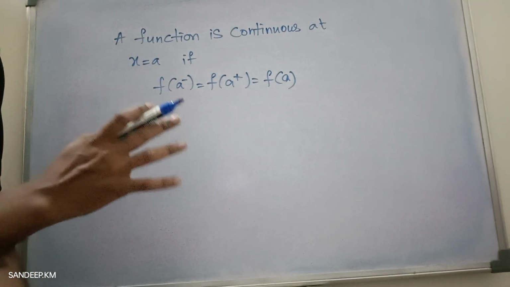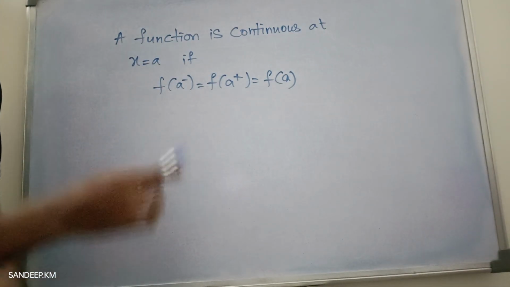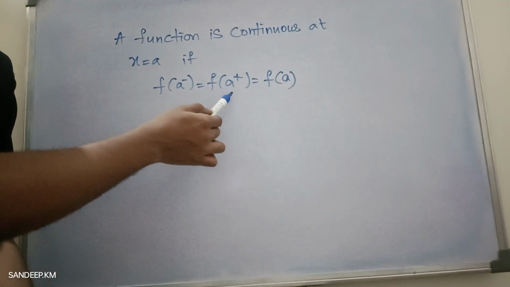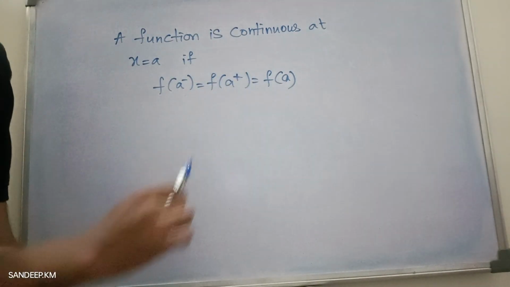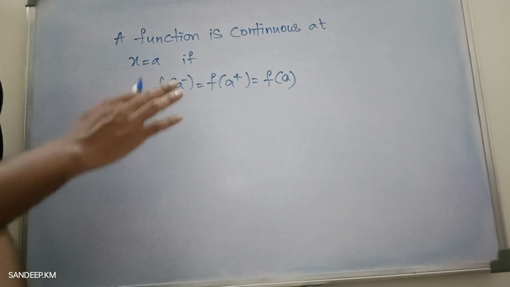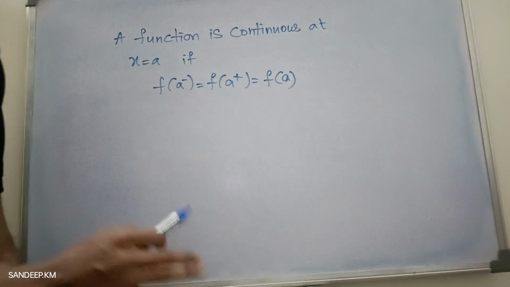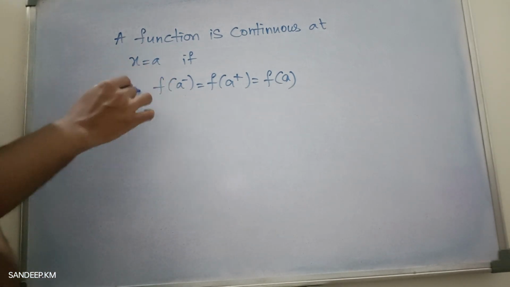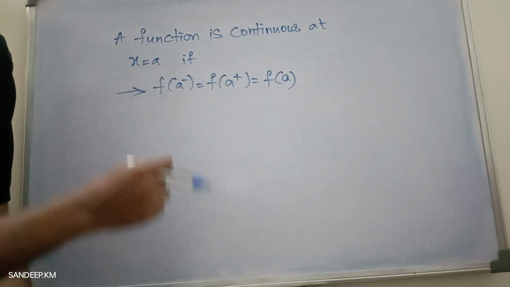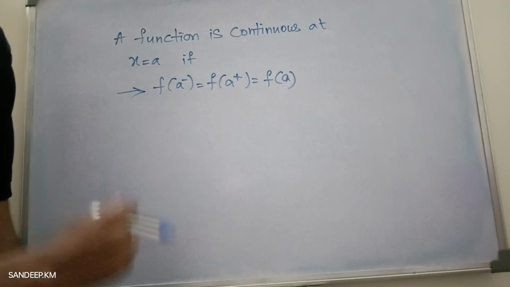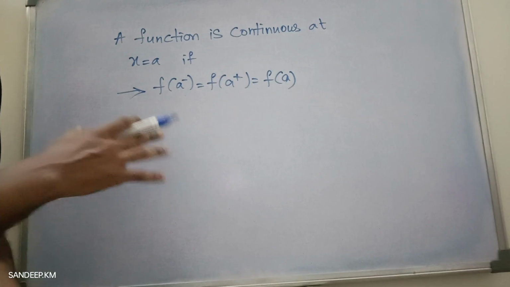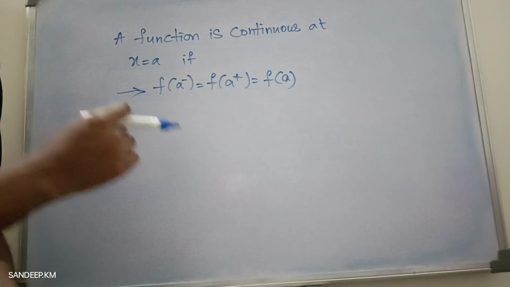A function is continuous at a given point x is equal to a if the left hand limit at x is equal to a is the same as the right hand limit at x is equal to a, and which is also the same as the value of the function f of a. If this condition is satisfied, then we can say that the function is continuous at x is equal to a, and we have learned this already. And if this condition is not satisfied, then we say that the function has discontinuity at x is equal to a. Now in how many different ways will this condition not be satisfied, let us discuss, and each way will become one type of discontinuity.